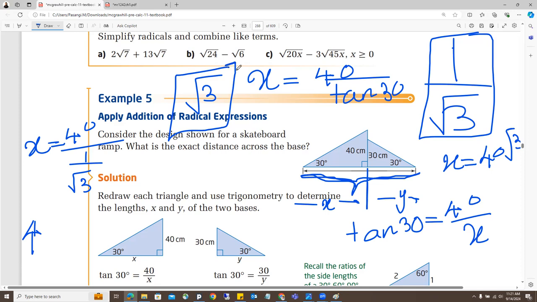Once you find the length of x, you can find the length of y, and then you need to add these two.